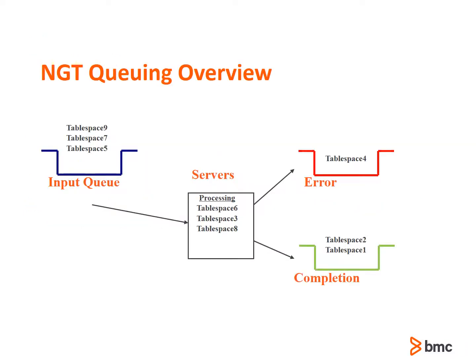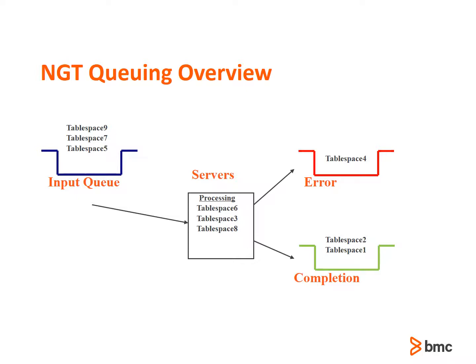NGT does not process one object at a time. Even when you're only using one server, we may process multiple table spaces simultaneously. This is managed using queuing technology. Servers take work and either complete it, or if an error occurs, place it on an error queue and proceed to another object. After all objects are processed, if there are any objects in the error queue, the job ends with a return code greater than 4, and a subsequent restart will process the objects in the error queue.